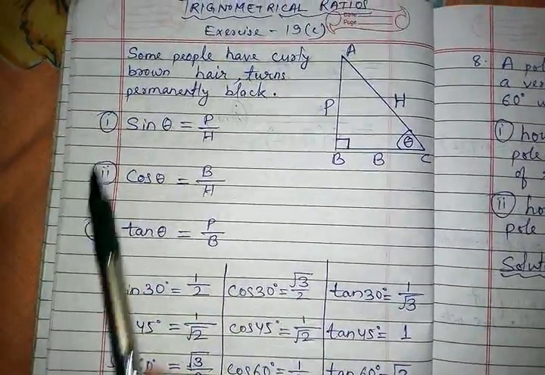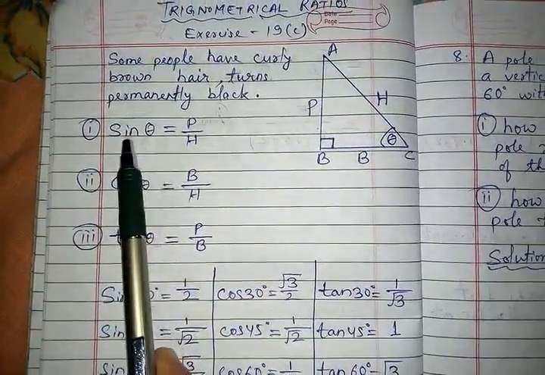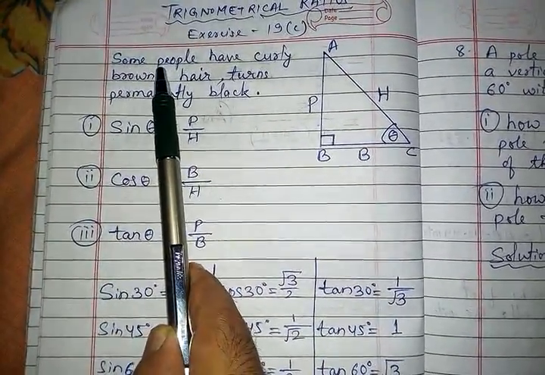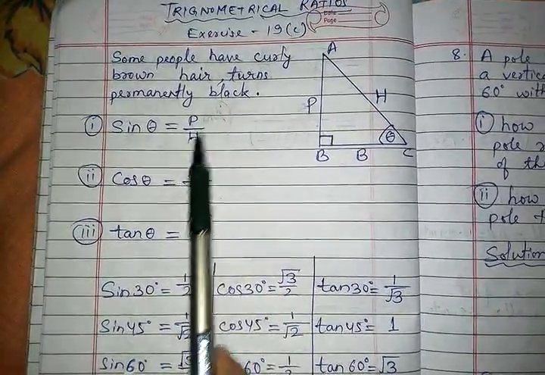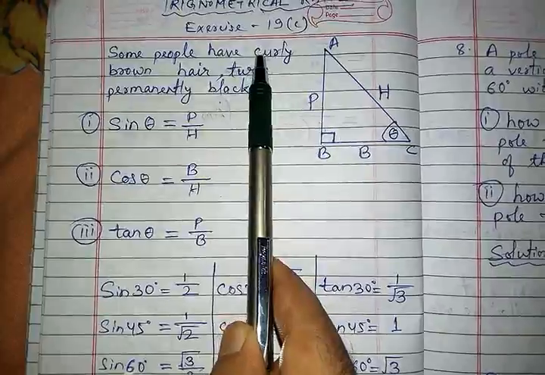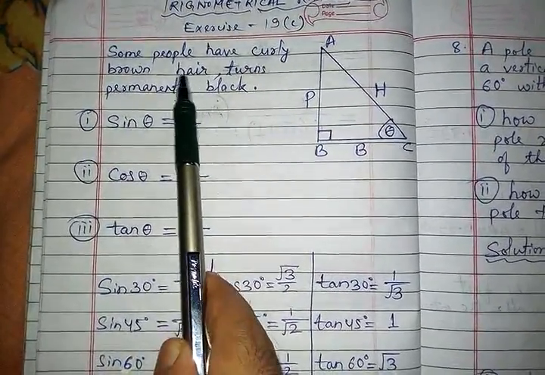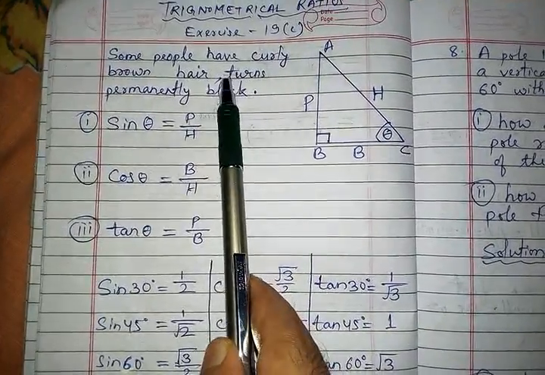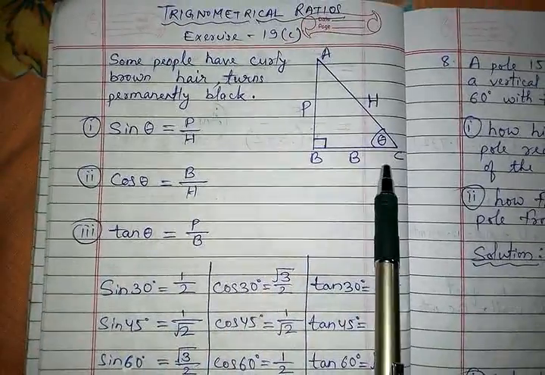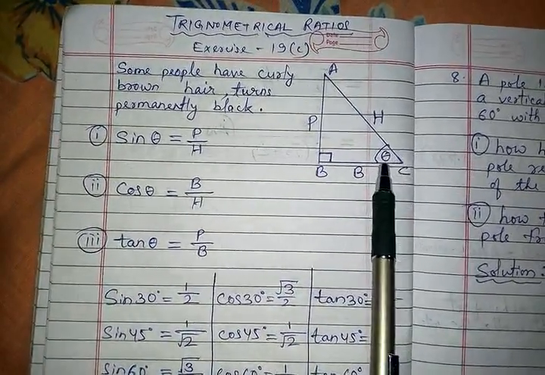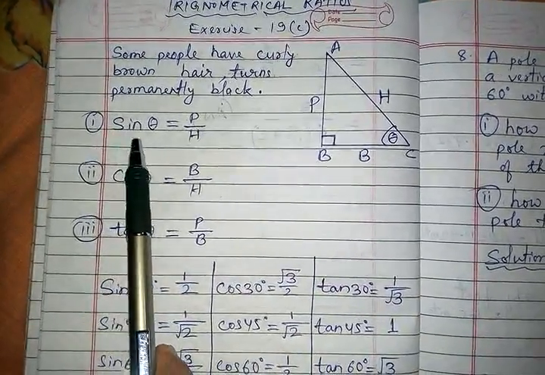To remember these formulas, we have a technical sentence some people use: S stands for sin theta, P stands for perpendicular, H stands for hypotenuse, "curly brown hair": curly C stands for cos theta, brown B stands for base, hair H stands for hypotenuse, and "permanently black": T for tan theta, P by B. This is the way, where theta is an acute angle. Suppose in place of theta it is 30 degrees, then we should write sin 30 degrees.